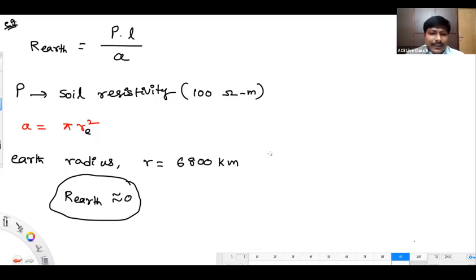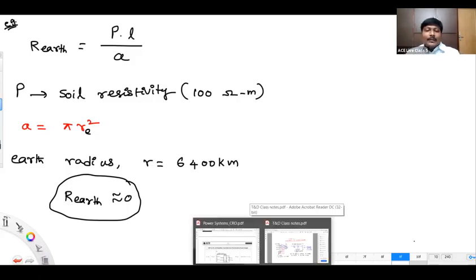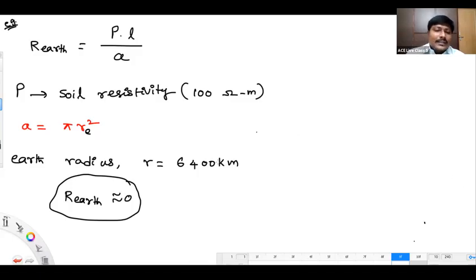Is the radius of Earth 6,800 or 6,400? Somebody is saying 6,400. By mistake, I might have written it. It may be 6,400 only. Just try to cross check that number. Earth radius is of course very large. Check that number, and of course, it's in the order of 6,000 kilometers.